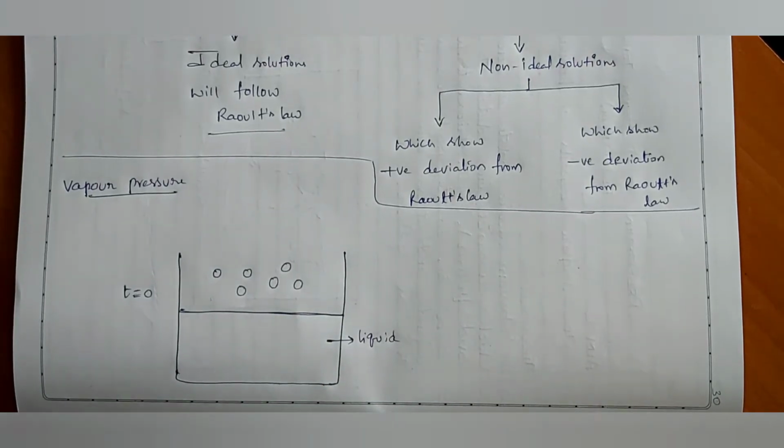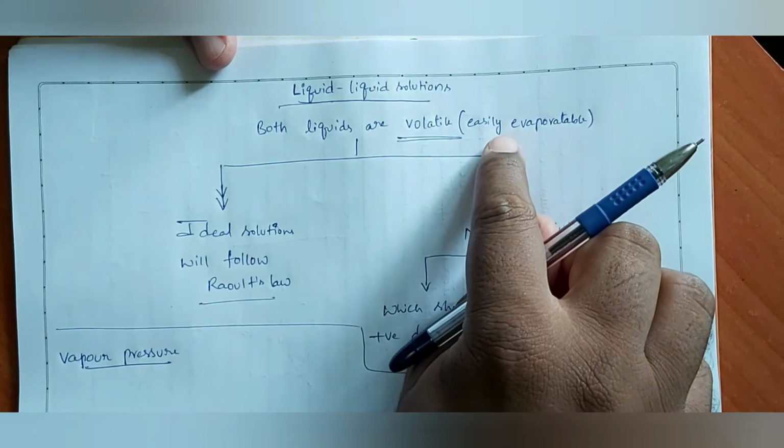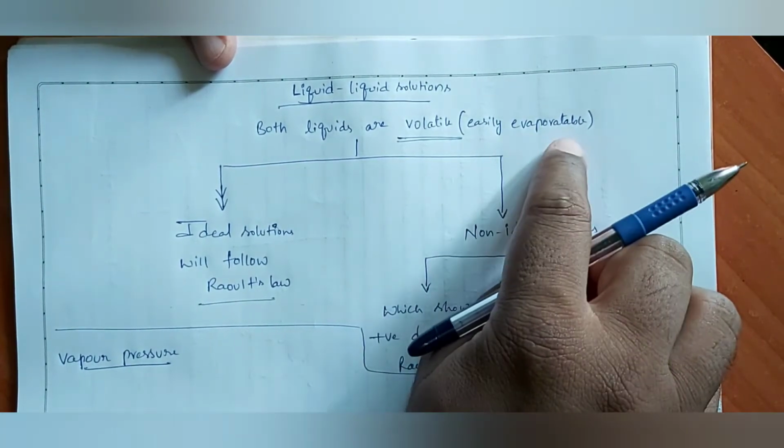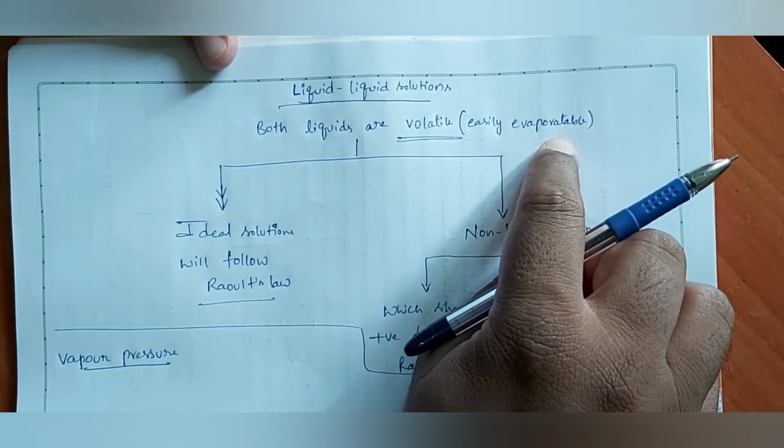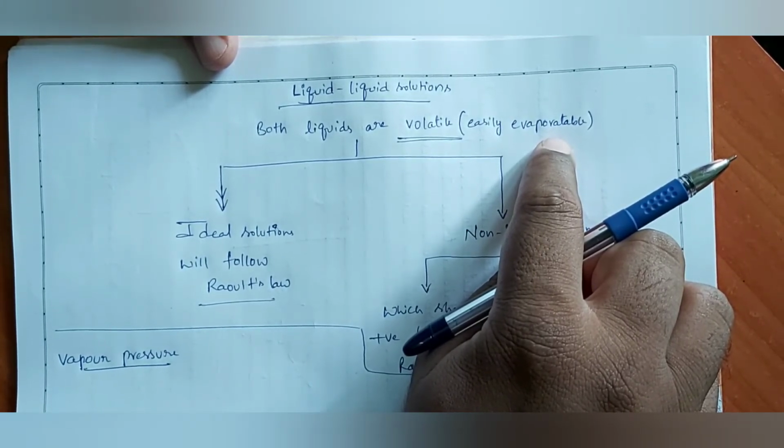Remember carefully. Here, what is meant by volatility? Volatility is the property of being evaporatable. Easily the component can be changed to gas state. The type of liquids that do this are called easily volatile liquids.